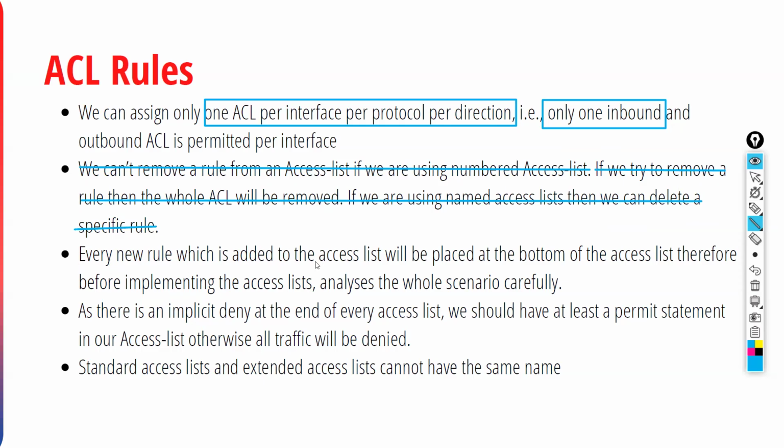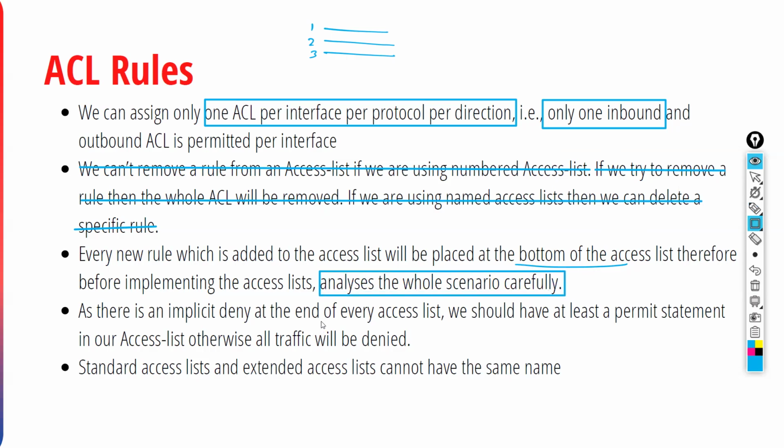Whatever new rules you are adding will be placed at the bottom of the access list. So let's say the first rule is added, it will have line number 1. Then you create another rule, so it will go below this, line number 2. You add another one, it will be number 3. Like that, it will be added at the bottom of your access list. So before implementing your access list, you must analyze the whole scenario carefully, what you are trying to achieve.